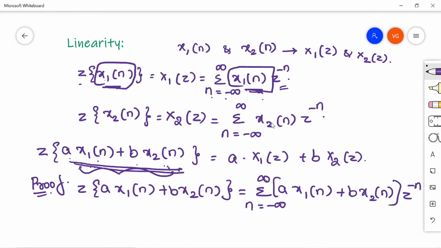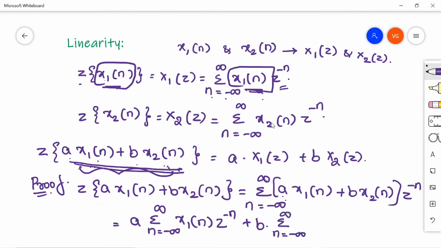Now this can be simplified. This a can be written outside because it's a constant, right? So sigma, n running from minus infinity to infinity, x1 of n z power minus n, plus b. B is also a constant, nothing to do with the summation. So n running from minus infinity to infinity, x2 of n z power minus n.